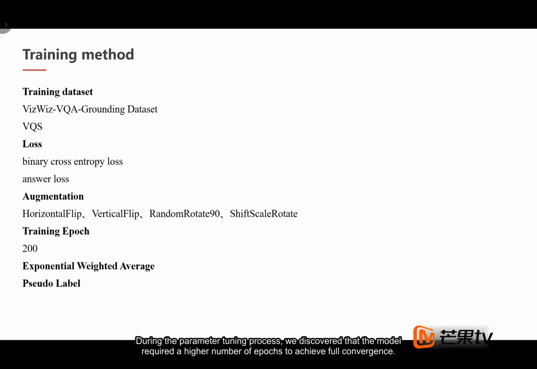During the parameter tuning process, we discovered that the model required a higher number of epochs to achieve full convergence. Therefore, we trained each model for 200 epochs. Furthermore, we employed training techniques such as exponential weighted average and pseudo-label to enhance the accuracy of our individual models.